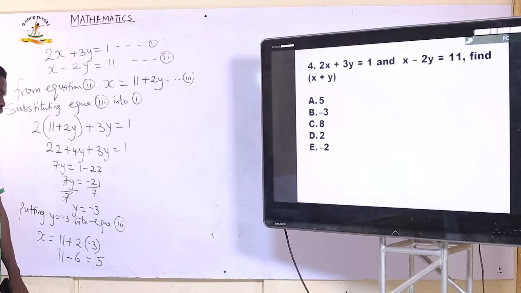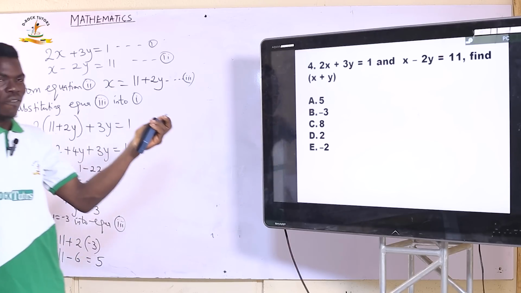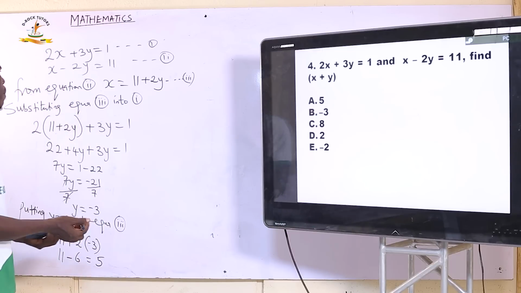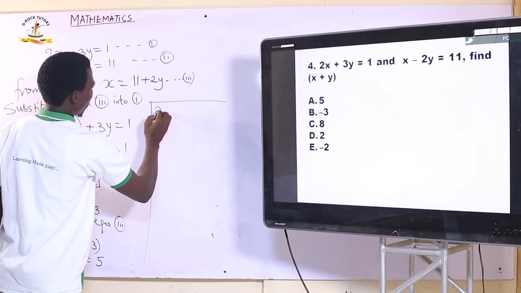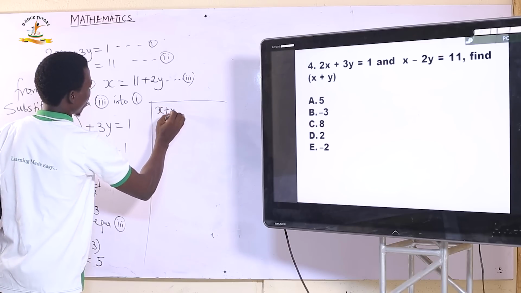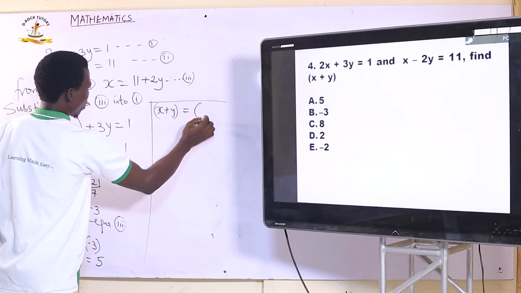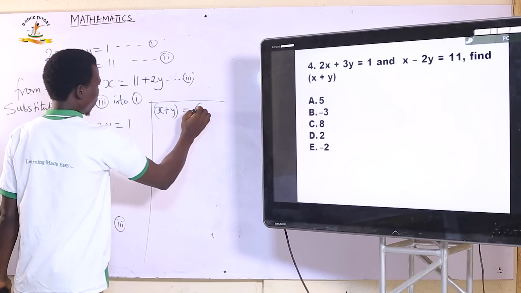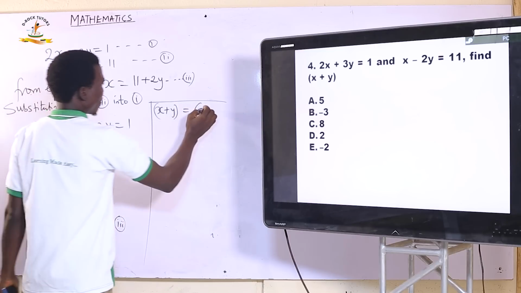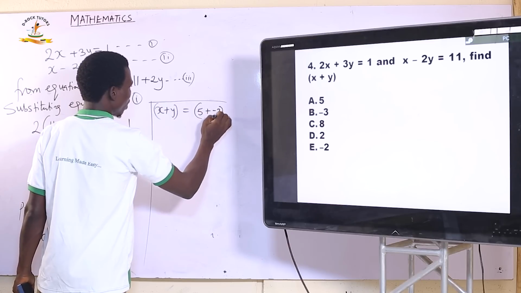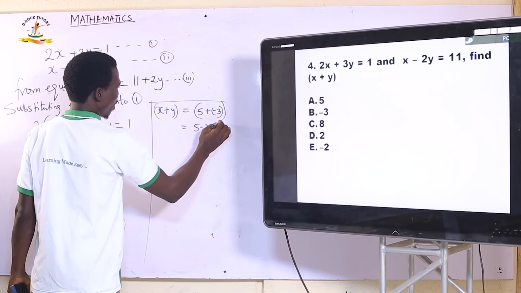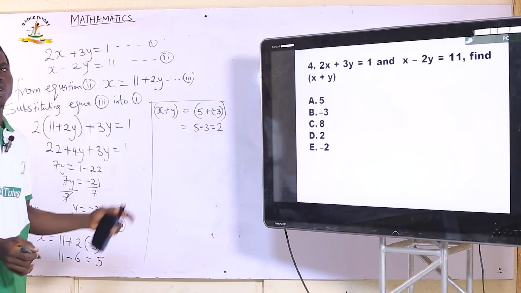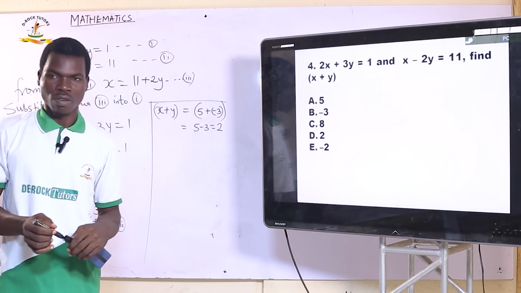Meaning my x is 5 and my y is minus 3. But the question says find x plus y. So I simply add my two variables together. I can say therefore x plus y is going to be, what is my x? 5. What is my y? Minus 3. So 5 plus minus 3, and this becomes 5 minus 3. And my answer is what? 2. So the correct option is D for question 4.